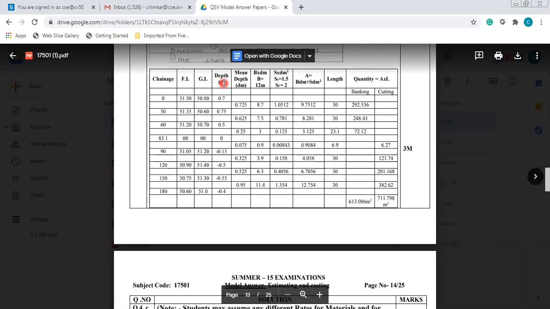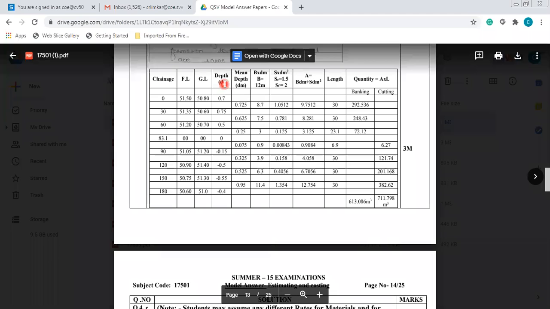Okay. So how to determine the depth? Can anybody tell me what is the formula that we are going to use for determining the depth? The depth is required in the cutting as well as in the embankment section. You can put it in the chat box. By visual observation also you can tell me what that formula is. It is nothing but FL minus GL.